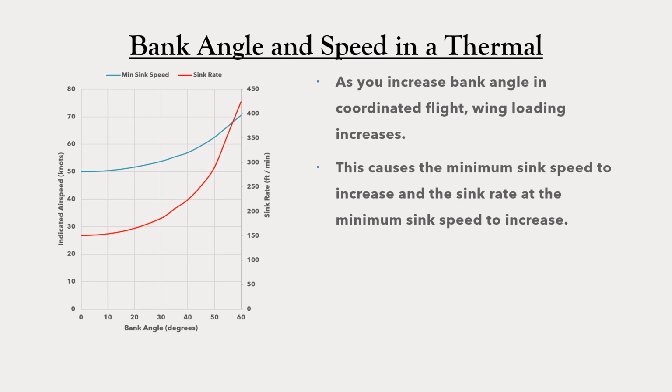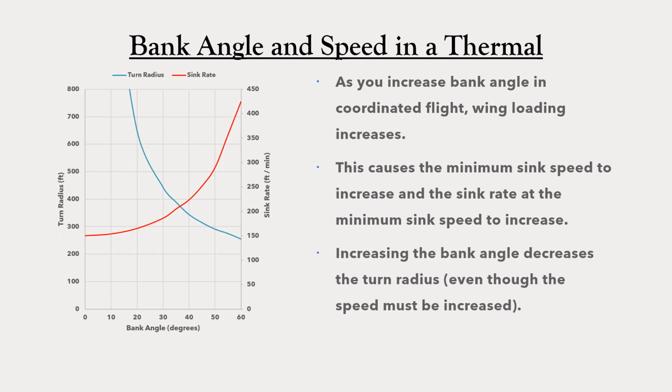might have a minimum sink speed of 50 knots and roughly a 150 foot per minute descent rate at that condition. As the angle of bank increases, to keep the minimum sink speed, they've got to go faster, and they eventually start to have dramatically higher sink rates as this angle gets steep.